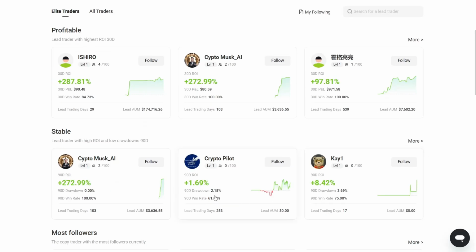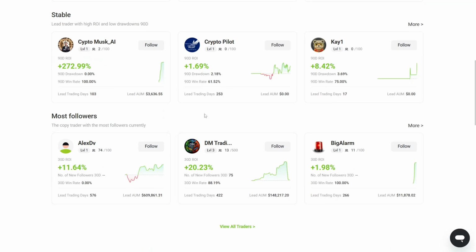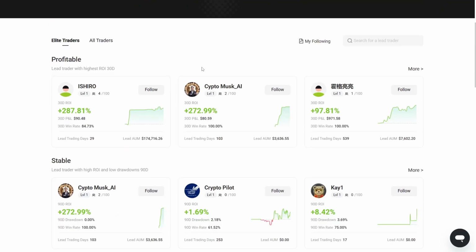The stable section highlights traders with strong 90-day returns and more controlled 90-day drawdowns. This helps us compare the return with the risk taken. And lastly, most followers shows the most popular traders. But we've got to remember, popularity does not guarantee profitability. For this tutorial, we're going to look in profitable.